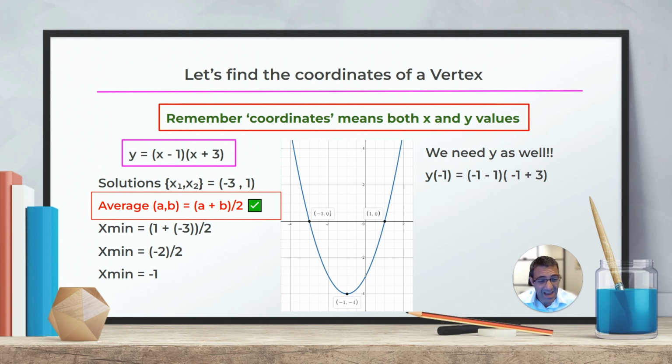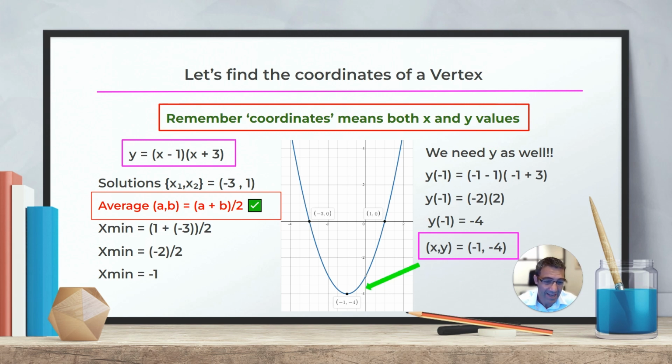That means we're trying to assess how high or low that point is, and luckily enough, we can do that by plugging it into the function. So negative 1 minus 1, factor of negative 1 plus 3. Negative 1 minus 1 is negative 2, factor of negative 1 plus 3, which is 2, and negative 2 times 2 is negative 4. Now, negative 4 is the y-coordinate of your minimum point. That means this function reaches its lowest point at x equals negative 1, y equals negative 4. And that is the minimum point, which the green arrow is pointing to now.